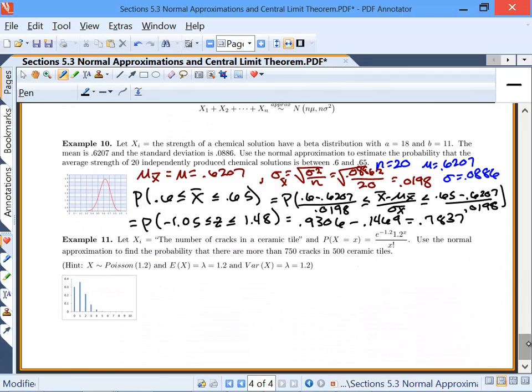Okay. Questions on that problem? Okay. So we were adding up all the independent samples? Yeah, we took the average strength of the 20 samples, so we added them up and divided by 20. Okay.